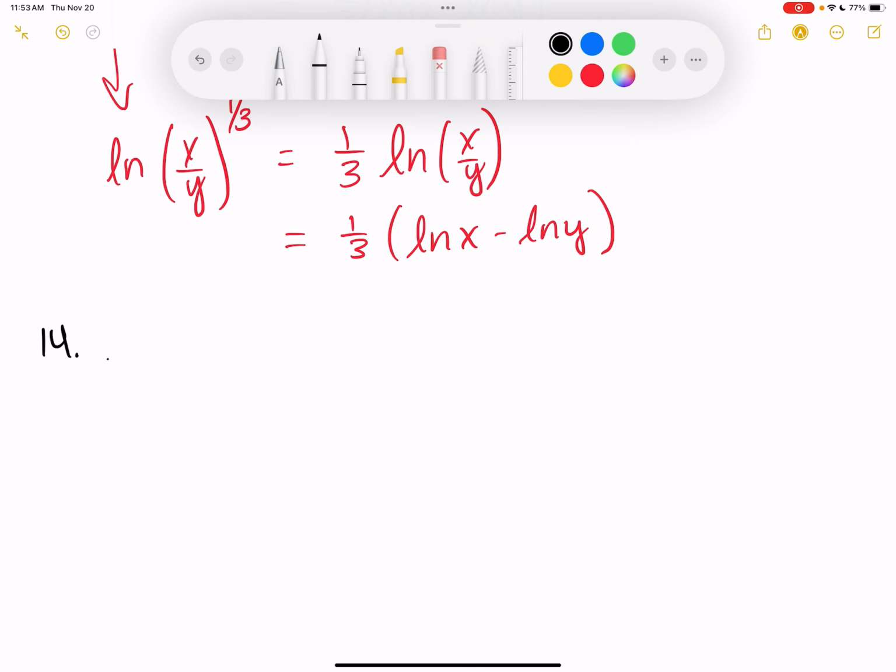So 14, we have log of x plus log of 5. So log of a product is equal to the sum of the logs. So if these were being added, then that means I'm going to be multiplying. So this is going to become the log of 5x.